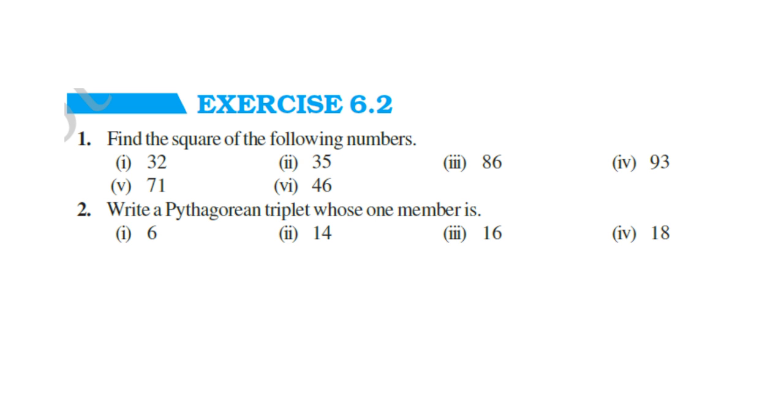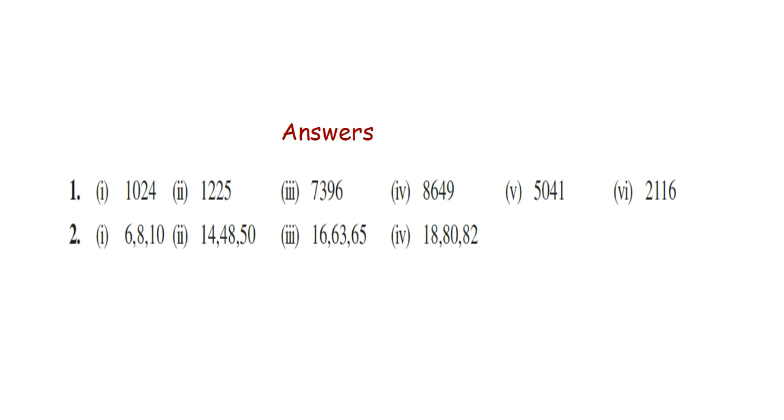Here you have exercise 6.2. Find the square of the following numbers. In the last video, I discussed how to find out the square of numbers. Then write Pythagorean triplets whose one member is 6, 14, 16, 18. 6 we already discussed. Now 14, 16, 18 you do yourself. Here are your answers. Do verify yourself.